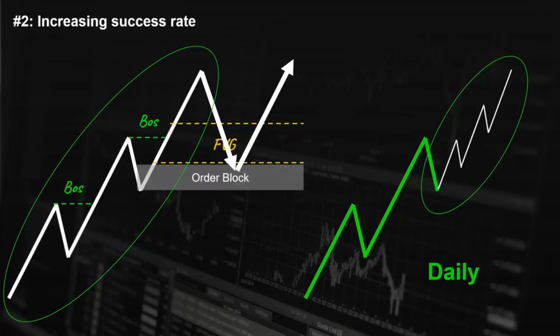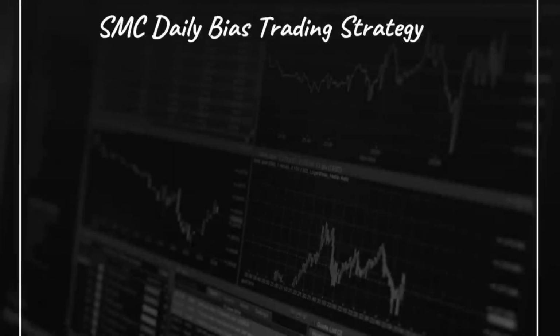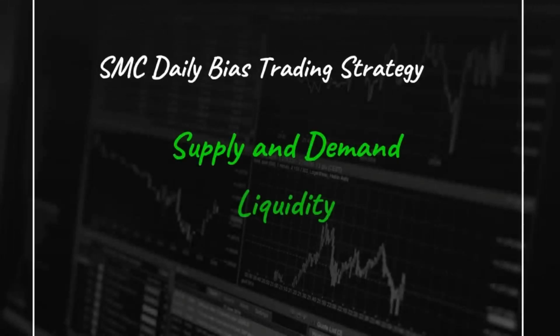Now that you understand the fundamentals, let me show you how to determine the daily bias using smart money concepts. We use 3 major concepts in identifying the daily bias: supply and demand levels, liquidity areas, and fair value gaps. We're going to use a combination of all the information to determine the next moves in the market.